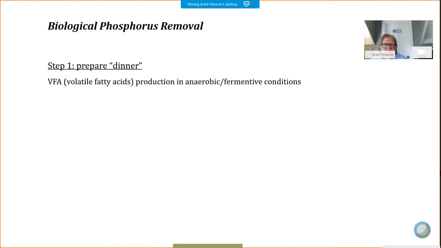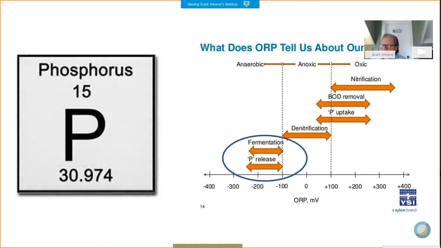Septic conditions. And septic conditions create the food source that the phosphorus removing bacteria like to eat. And in fact, pretty much the only thing they'll like to eat. If you don't create volatile fatty acids, we're not going to have much luck with biological phosphorus removal. Okay, and if this chart's starting to make any sense to you, we're way over here in the negative zone. If we're measuring ORP, we're way past what our dissolved oxygen meter will measure. It'll peg out at zero, and we're now well below zero oxygen.